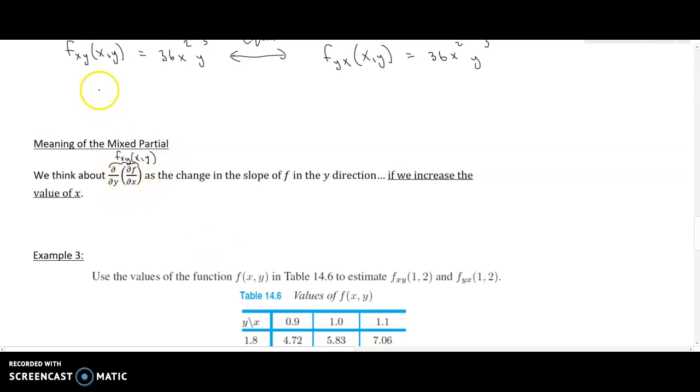But if I write it like this, I notice that the first derivative that gets taken is with respect to x. So we can think about this as the slope of f in the x direction. So what is happening to the z value as I increase x by 1? But I want to know, if I think about this as that corresponding slope, what's going to happen to that slope if I were to increase y by 1, or if I were to increase y by even an infinitesimally small amount.